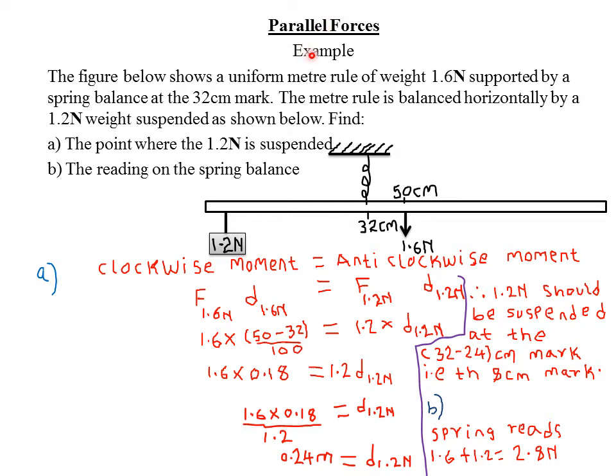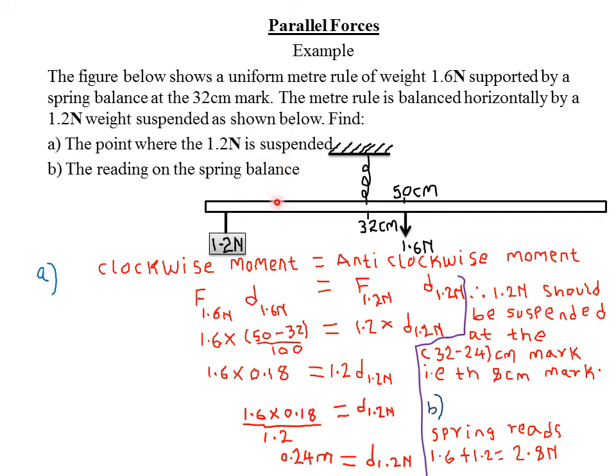Let's start by looking at an example involving parallel forces. The example reads: the figure below shows a uniform meter rule of weight 1.6 Newton supported by a spring balance at the 32 centimeter mark. The meter rule is balanced horizontally by a 1.2 Newton weight suspended as shown below. We are required to find the point where the 1.2 Newton weight is suspended.